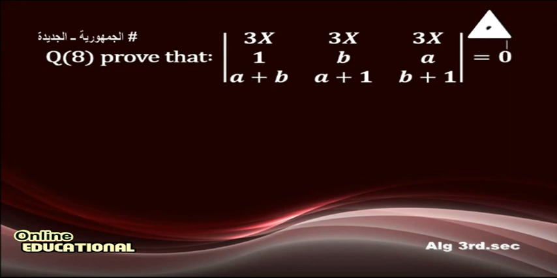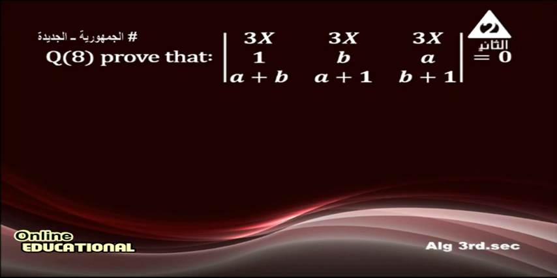In this case, my dear student, look at the first row, 3x, 3x, 3x. If we take 3x as the highest common factor, the first row must be 1, 1, 1.